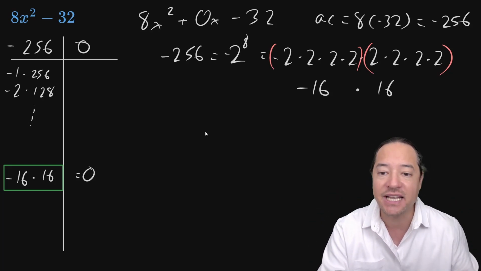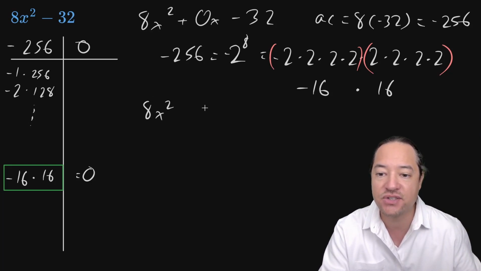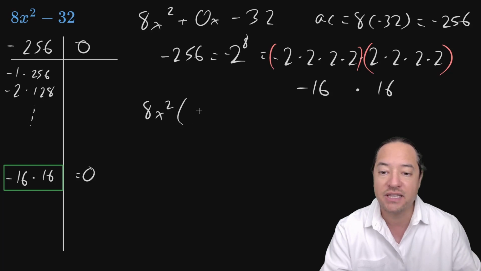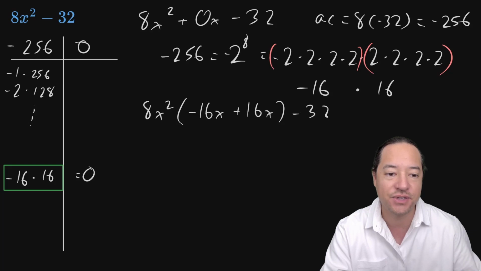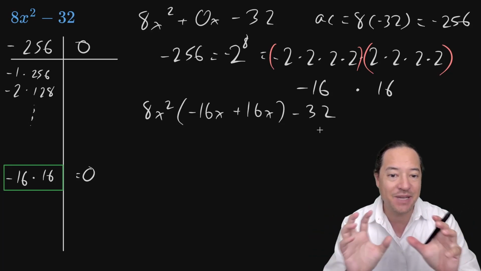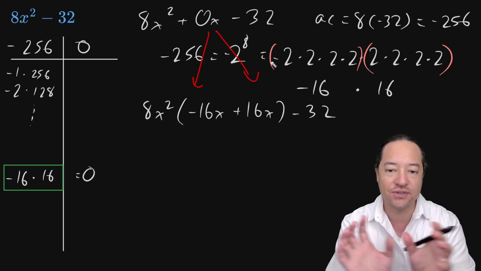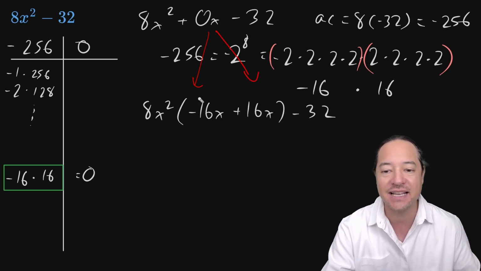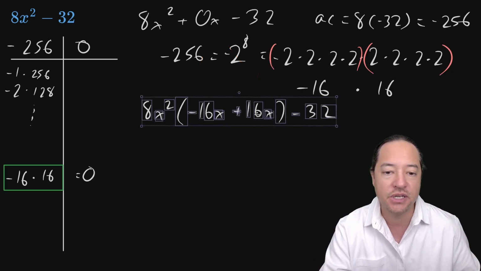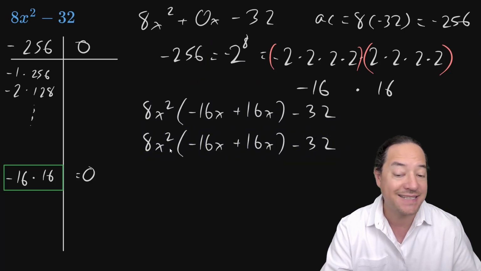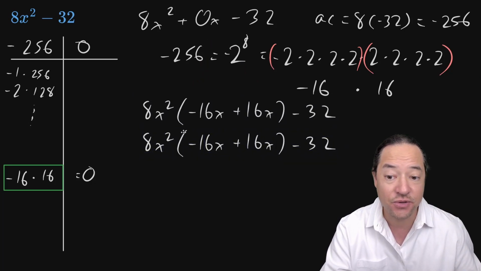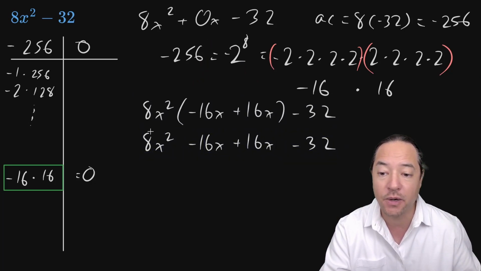Okay, so given that, what we actually want then is some kind of 8x squared, and I'm going to write this middle term as a negative 16x plus 16x minus 32, right? So I'm using this AC method here where I'm taking this 0 and I'm breaking it out into a negative 16x plus a 16x. And then from here, what we can do is recognize that addition is associative, so I can regroup however I want here.